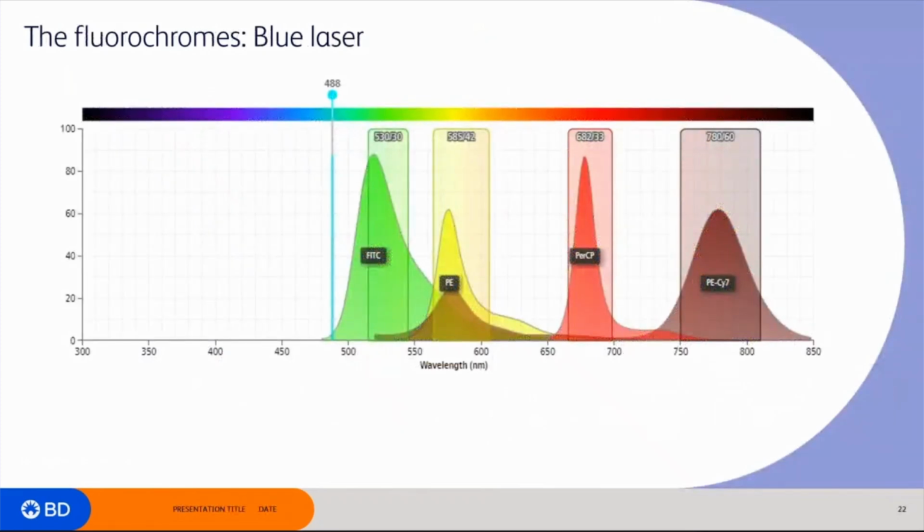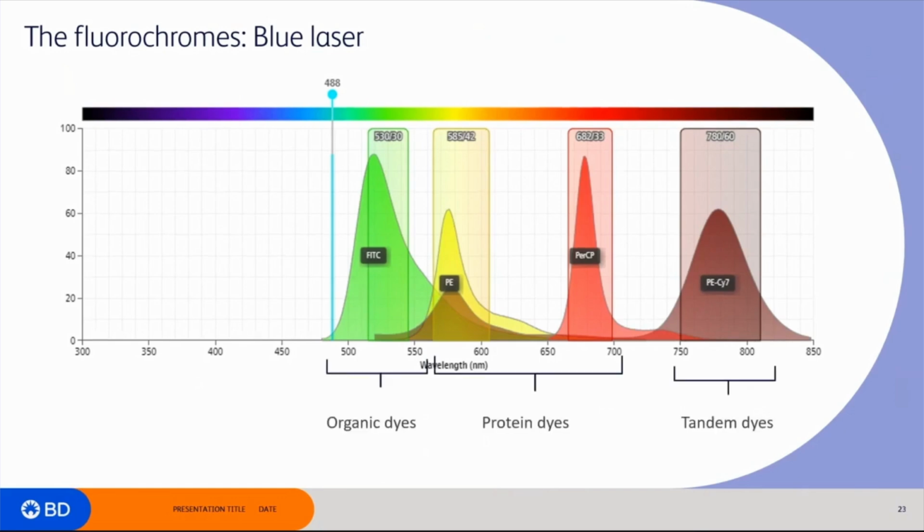So let's learn a little more about fluorochromes. All instruments come with the blue laser. So you are probably already familiar with FITC, PE, and PerCP. These are organic and protein dyes. In this example, FITC is an organic dye, and PE and PerCP are protein dyes.